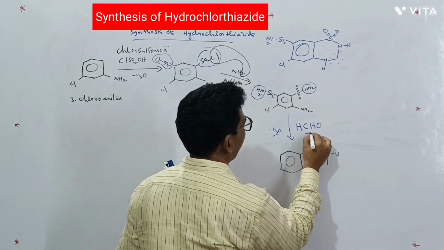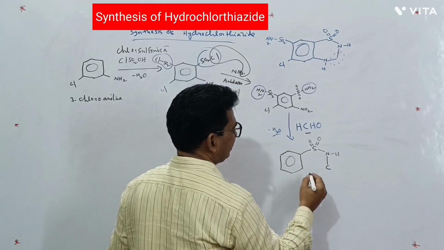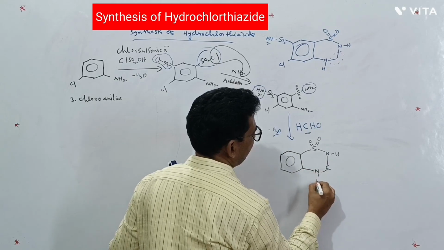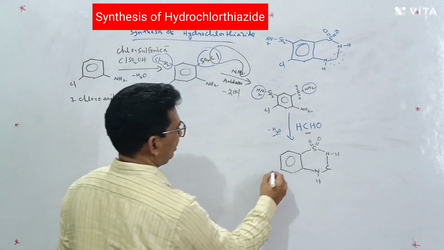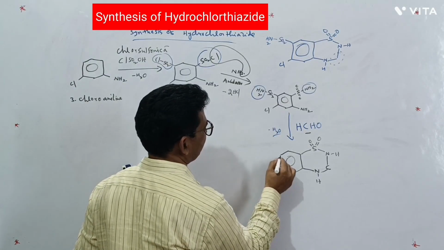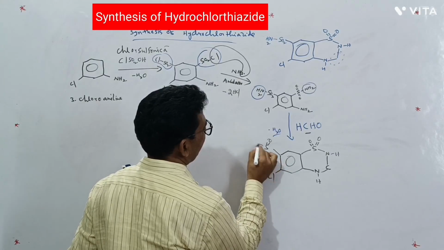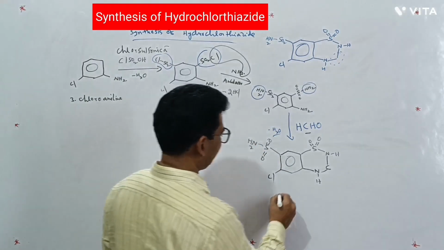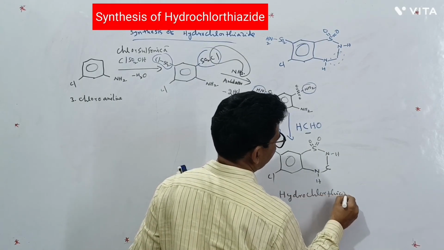Here you can see SO2, then here NH, this NH, and the extra thing that will come is this carbon. This carbon will come here. Then next it will have one more amine group, which remains in the form of NH. Then here chloro is there, at the 6th position. At the 7th position we are having the sulfonamide group. This is called hydrochlorothiazide.